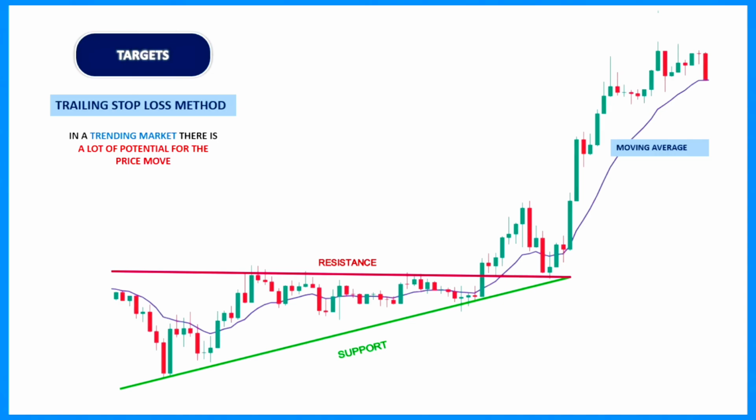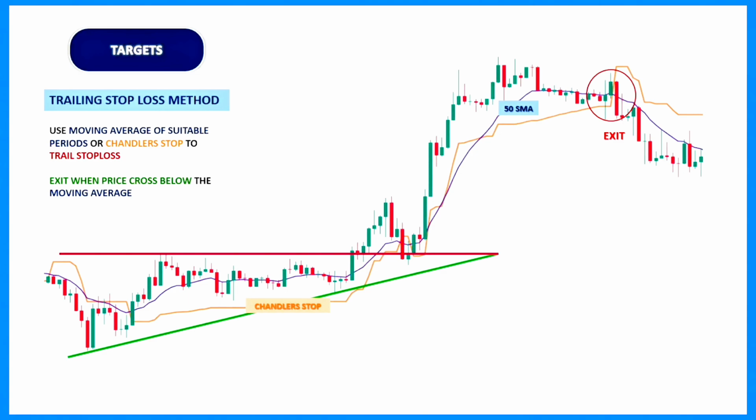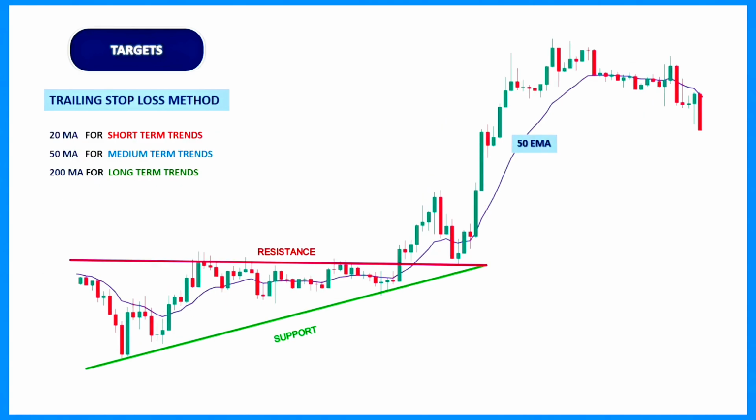Now, how can you trail your stop loss effectively? For this, we can use moving averages to guide our stop loss placement and adjustments. For swing trades, another option is to trail your stop loss using a moving average. For example, you could use the 50-period moving average and hold your position as long as price stays above it. Why 50? There's nothing magical about this number. It's about your trading style. If you want to capture long-term trends, use the 200-period moving average. For shorter-term moves, you can use a 20-period moving average.